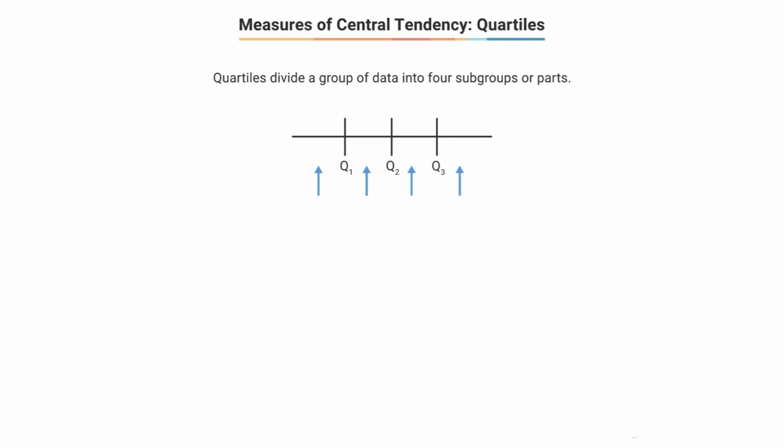Our next measure of central tendency is quartiles. Quartiles are measures of central tendency that divide a group of data into 4 subgroups or parts. The 3 quartiles are noted as Q1, Q2 and Q3.